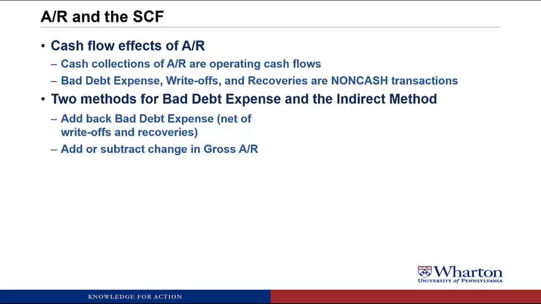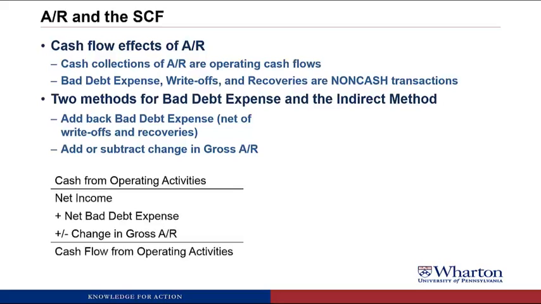Then add or subtract the change in gross accounts receivable, the original amounts of accounts receivable booked. So the way it would look is you'd start with net income. You would add back the net bad debt expense, so net of recoveries and write-offs, and then you either add or subtract the change in gross accounts receivable, obviously using the balance sheet equation, where if gross accounts receivable went up, you'd subtract it. If gross accounts receivable went down, you would add it.